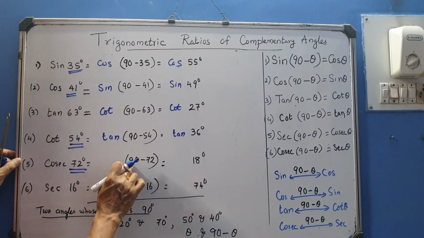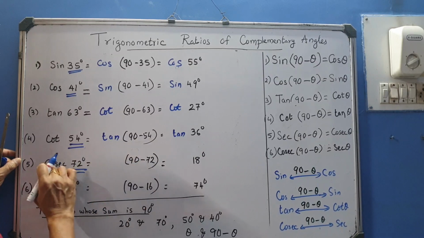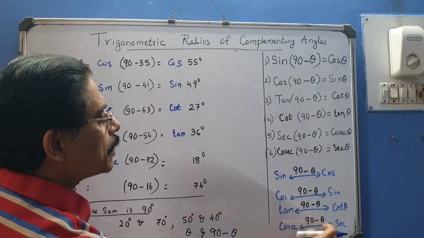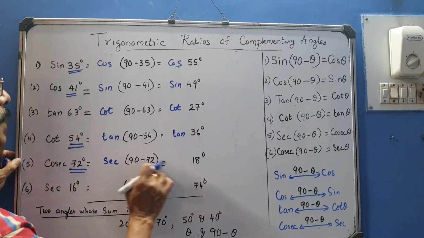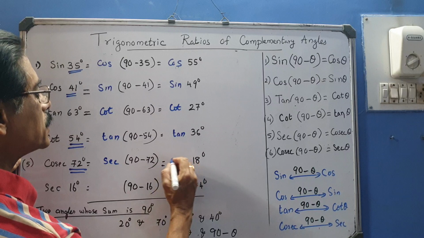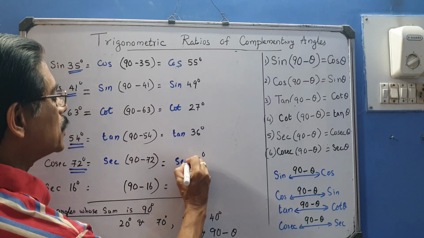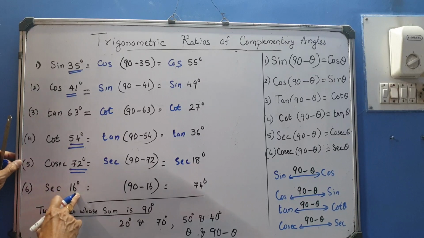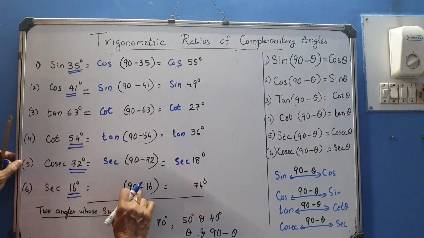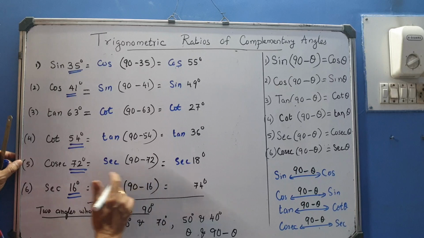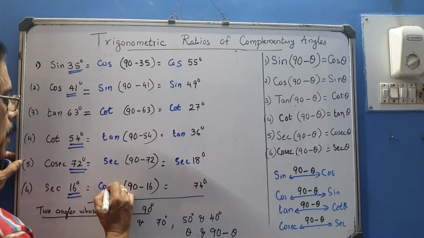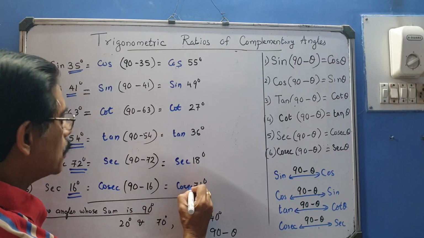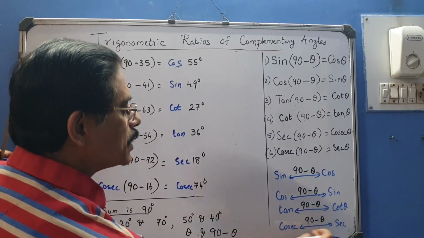Now let's say cosec, the angle is 72. If I find the complement of 72, then 90 minus 72, cosec theta becomes secant theta. Look at cosec 90 minus theta is sec theta. And then subtract the angles, 90 minus 72 is 18, so it becomes sec 18 degrees. Now let's take one more example, sec 16 degrees. If you find the complement of 16, 90 minus 16, sec becomes cosec, because secant 90 minus theta is cosec theta.